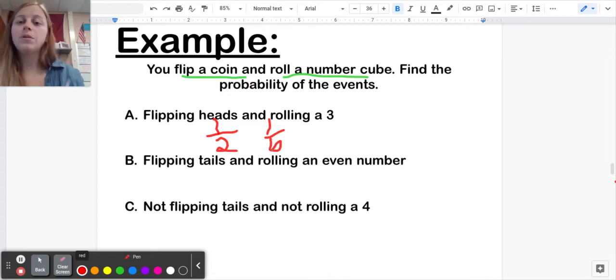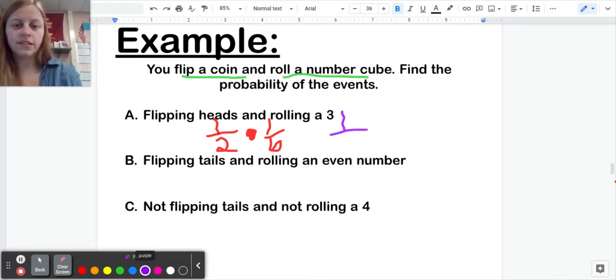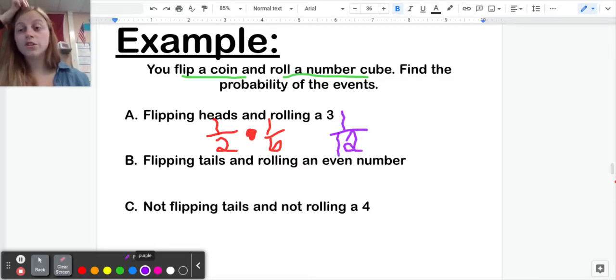To find the probability of both of these things happening, I'm going to multiply them together. 1 times 1 is 1, and 2 times 6 is 12. So there's a 1 in 12 possibility that if I flip a coin and roll a dice at the same time, that I'm going to get a heads and a 3. So what I did there is you find the probability of each of them, and then you multiply them together.